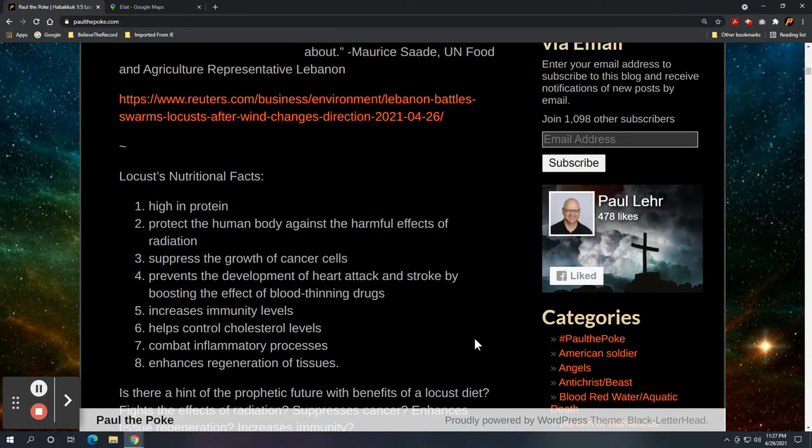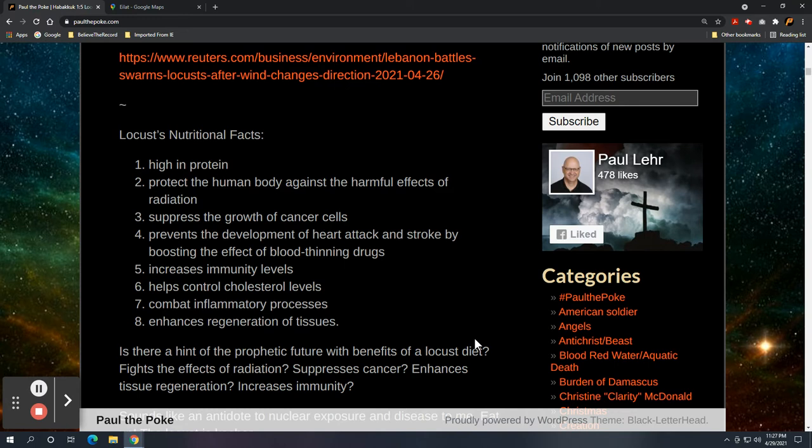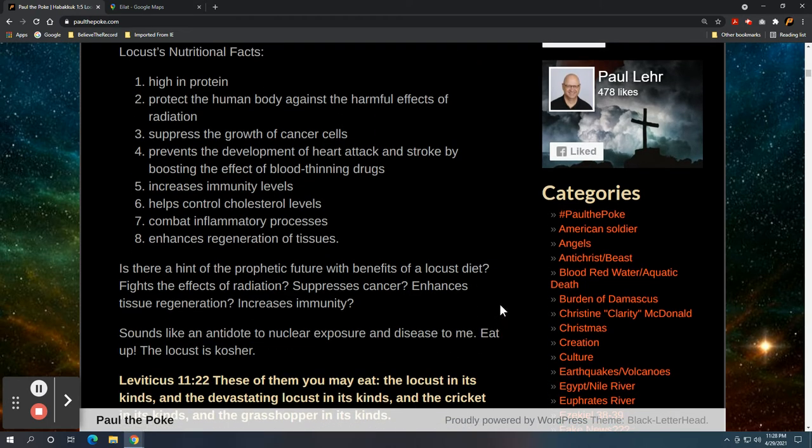But let's take a look at some locust nutritional facts. If you guys have followed the blog and the post for some time, this will be a review for you. But for those of you who have not seen this, locusts are high in protein, and they protect the human body against the harmful effects of radiation. Well, how curious. Would God actually put something like that into his creation, knowing that man at some point would radiate itself? I don't know.